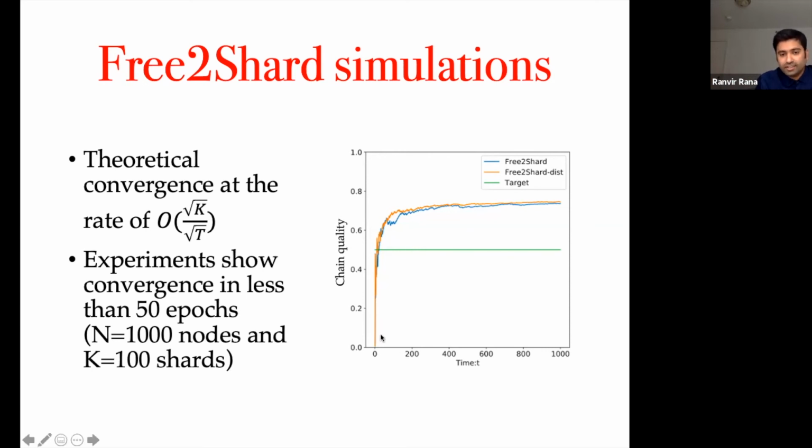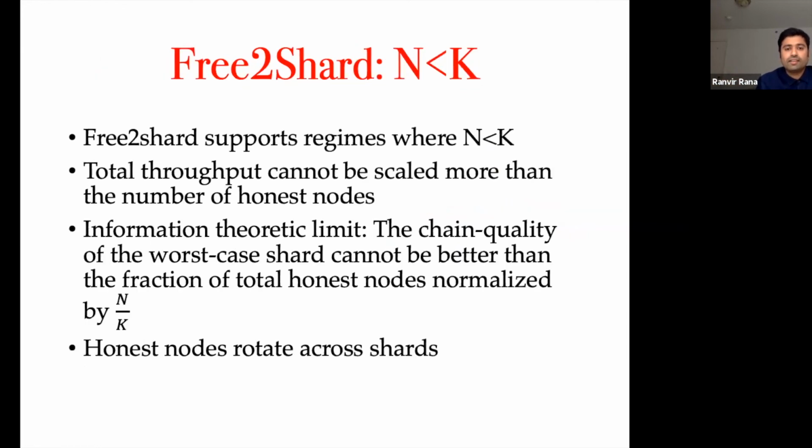So it's pretty fast. Within 30 reallocations, your chain quality attains the target. There are also some very interesting properties that our algorithm will have. For example, you can support systems where your number of shards is greater than the number of nodes. You can imagine a system with 1 million shards and 10,000 nodes, and we can still support chain quality equal to n by k, which is the best you can achieve.